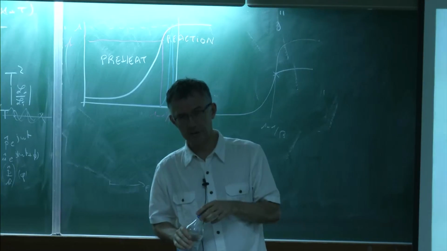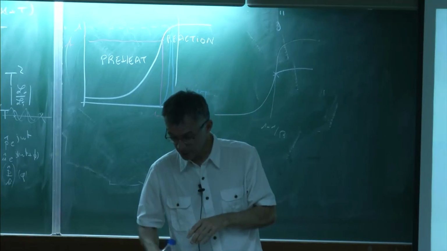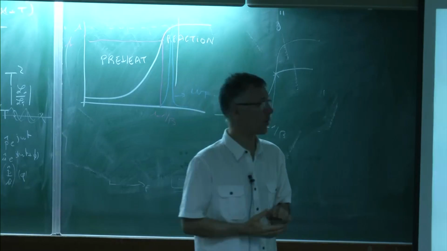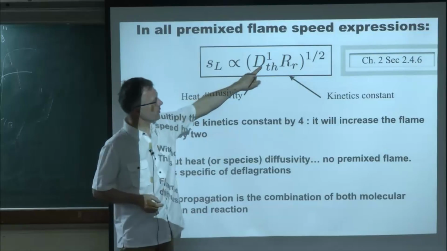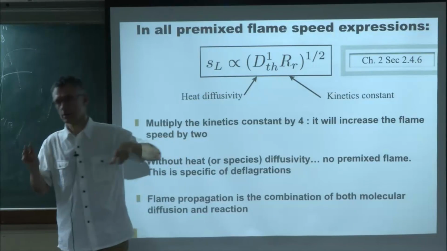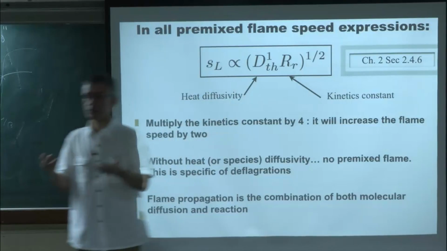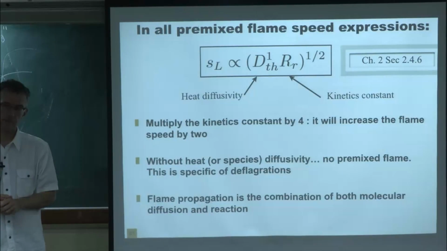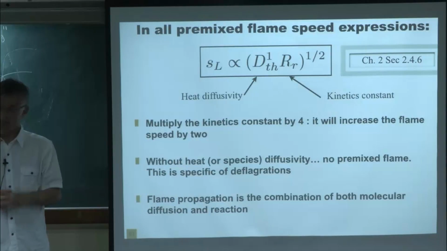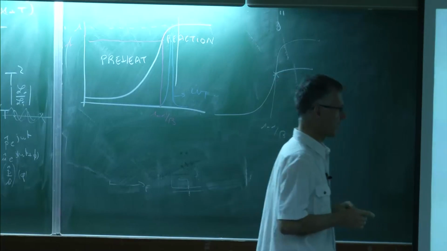This looks like a detail, but we've built a large part of the second flame model on this property. What does this thing say? It says, for example, if you multiply the kinetics constant by 4, the flame speed will increase by 2. Can we use the same theory for detonation also with the shock? I'm going to say that in a second.